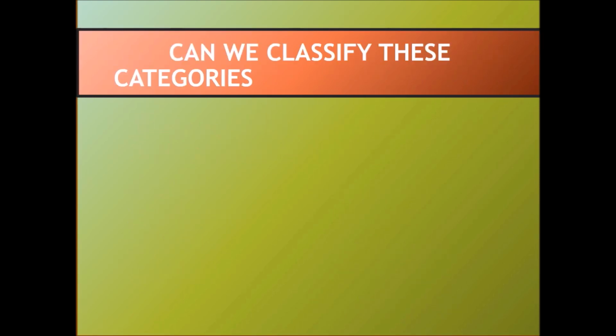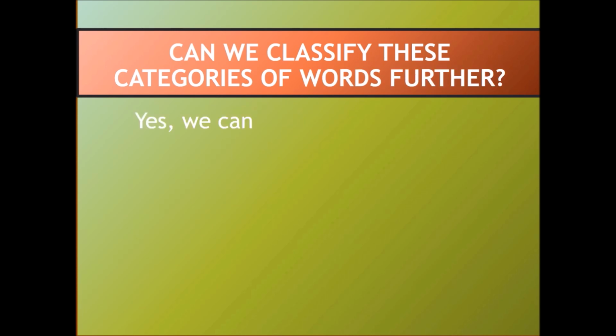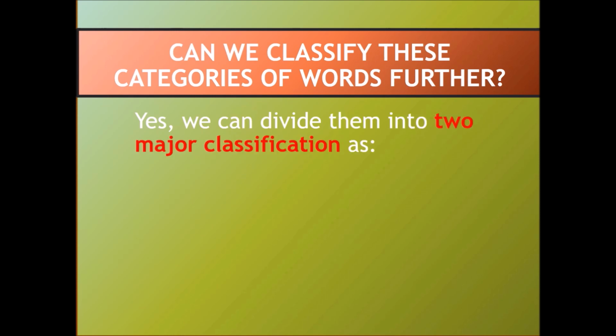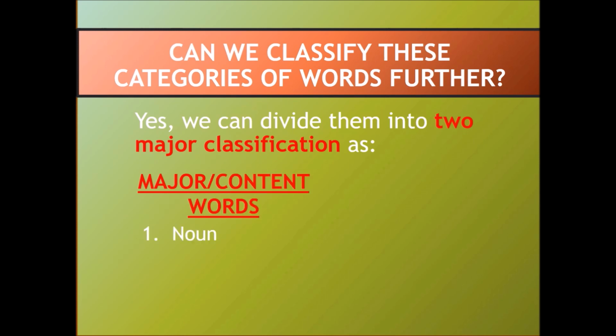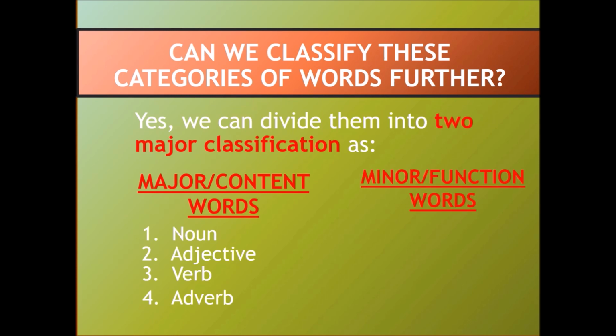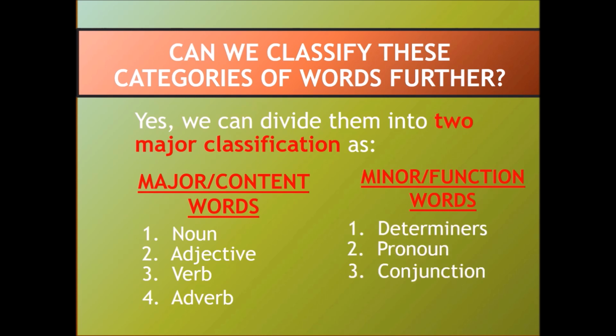Can we classify these categories of words further? Yes, we can divide them into 2 major classifications. The first one is the major content words, which consist of noun, adjective, verb, and adverb, and the second major classification is the minor function words, which has determiners, pronoun, conjunction, preposition, and finally interjection.